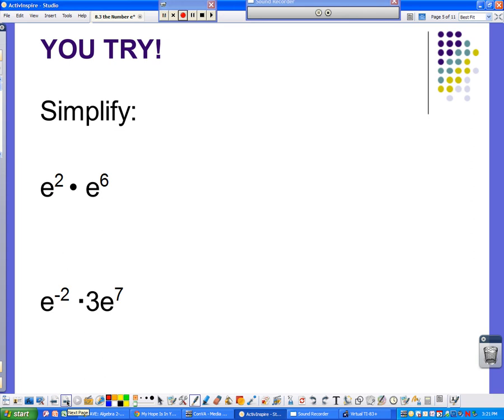All right, so we take e squared times e to the 6th. Remember, you have to add the exponents, so we're going to get e to the 8th. Okay. e to the negative 2nd times 3e to the 7th. Remember, there's an invisible 1 here, so we're just going to take 3 times 1 to give us our 3. e to the negative 2nd times e to the 7th. Remember, we have to add those exponents. So we end up with 3e to the 5th power as our final answer.